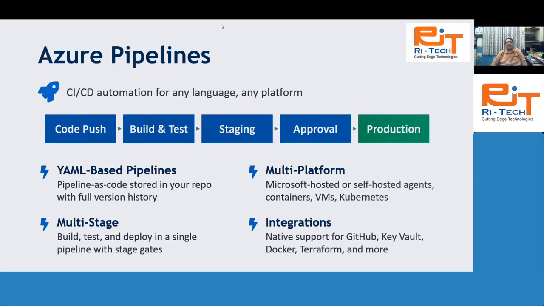Integration. So native support for GitHub, Key Vault, Docker, Terraform, and more. So it is fully available to integrate with a variety of technologies. You can integrate with GitHub, so if you want to pull some repositories from GitHub, or push some repositories from your Azure to GitHub. Key Vault, so you can read the secrets and connection strings from Key Vault. Docker, so if you want to run it inside a container, we can use Docker, Terraform, and more.